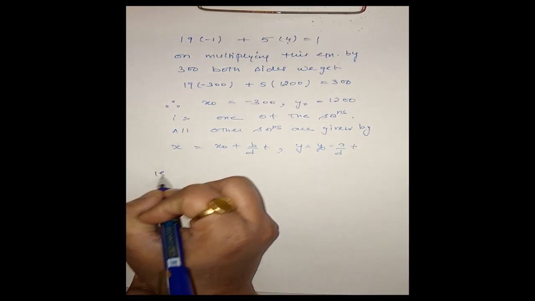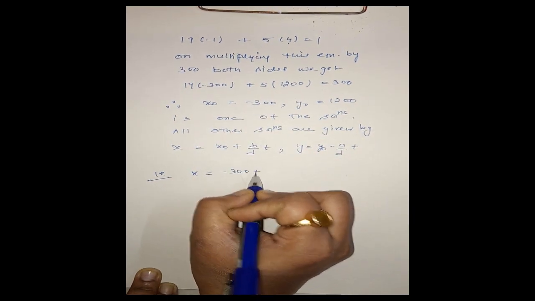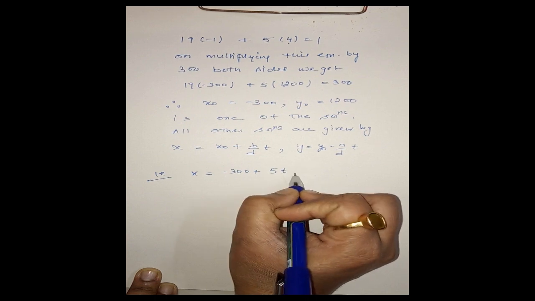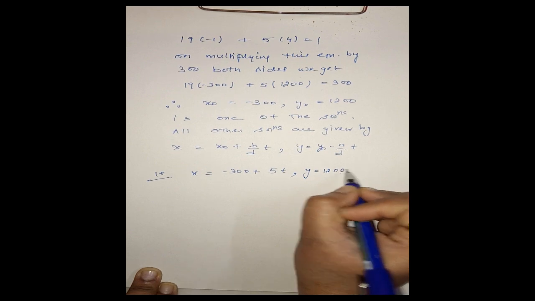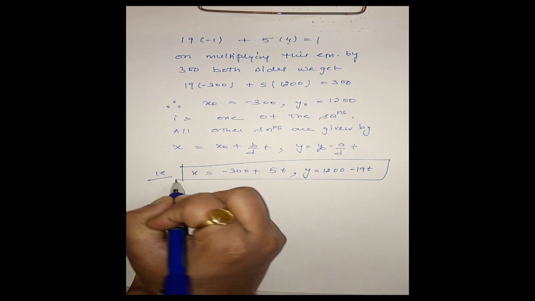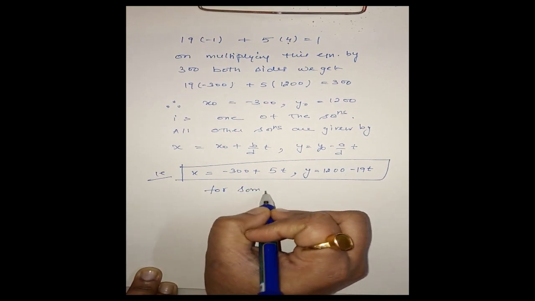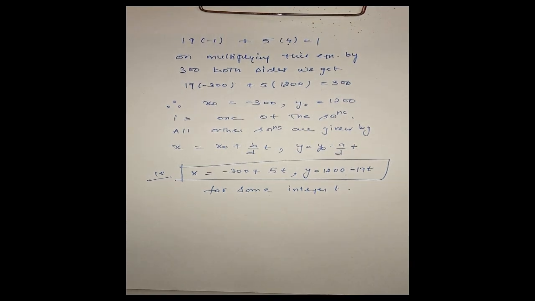Clear? Now on substituting the values, x naught is minus 300 and b is 5, d is 1. This is the solution. And in the same way, y naught is 1200 and a is 19 and d is 1. Therefore, this is the solution for some integer t. Clear? Now since x and y are number of animals, and the number of animals cannot be negative, we want the solution in positive integers.